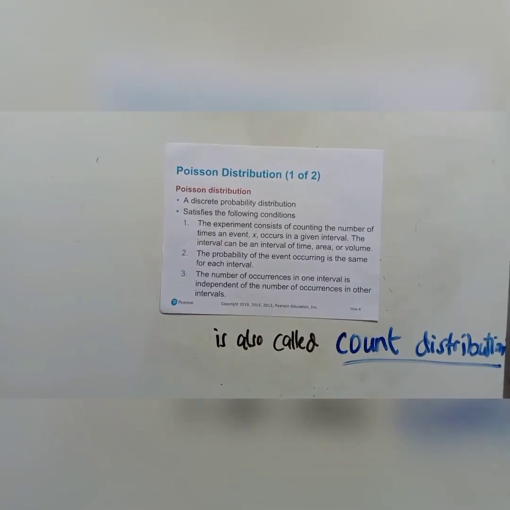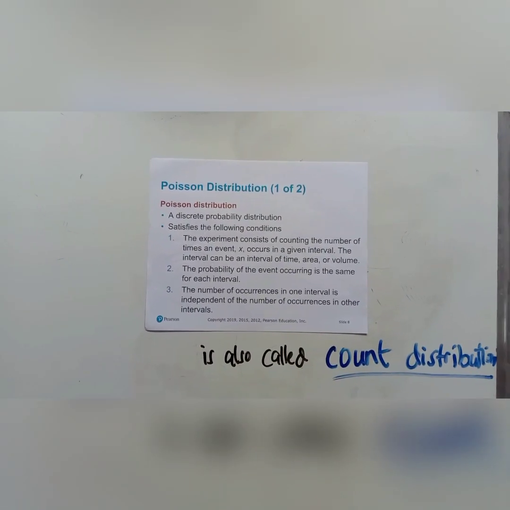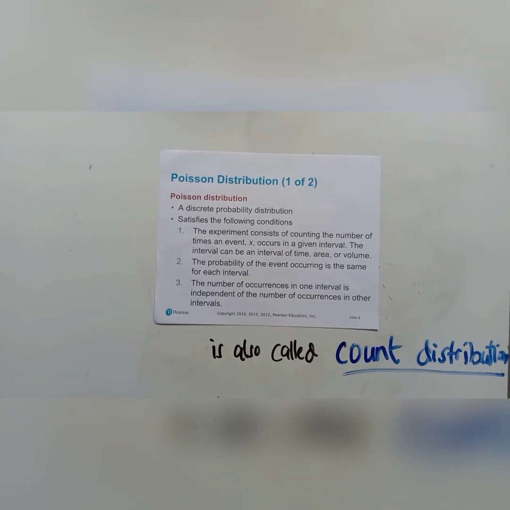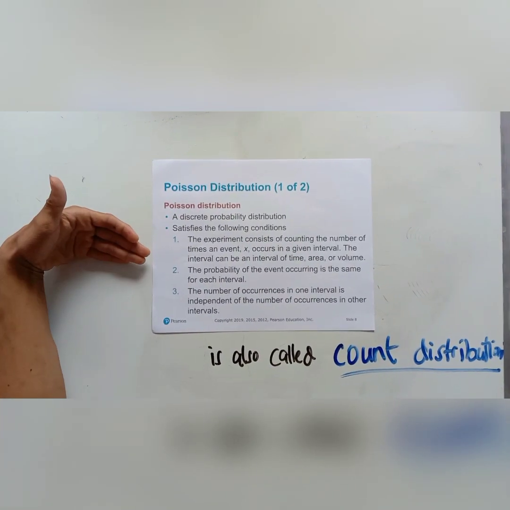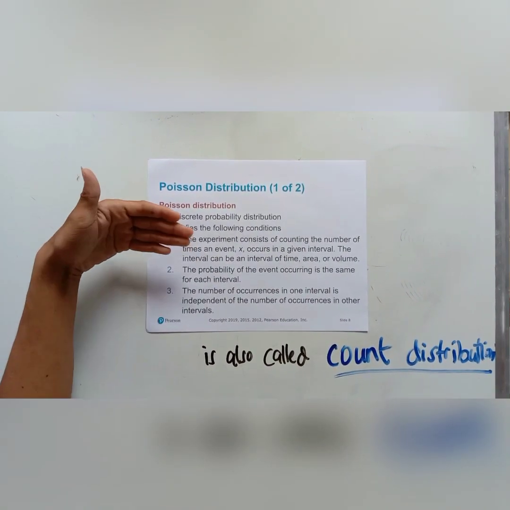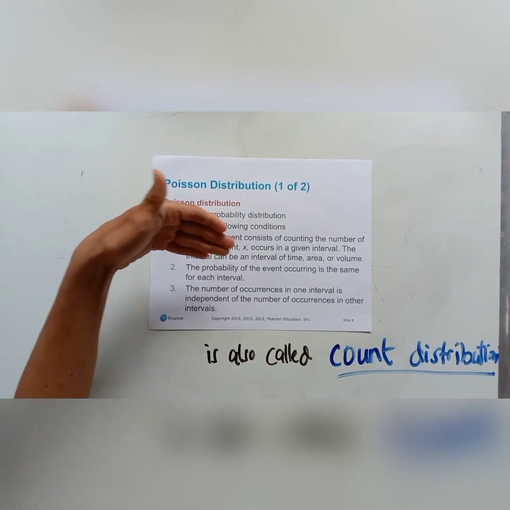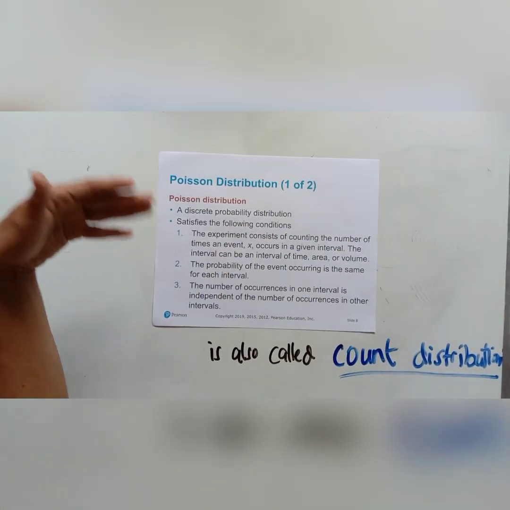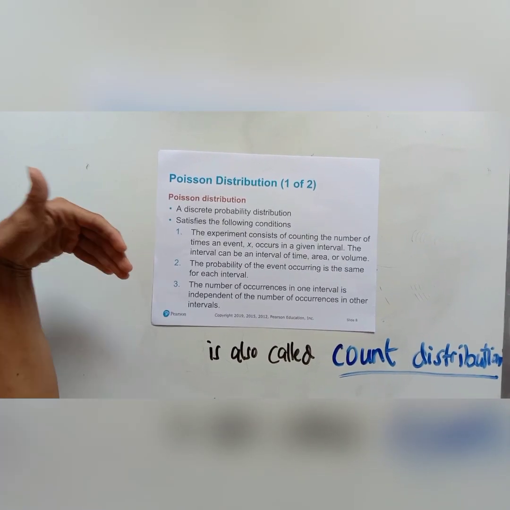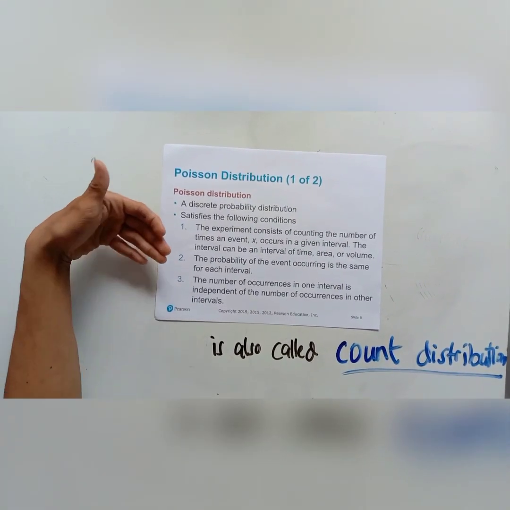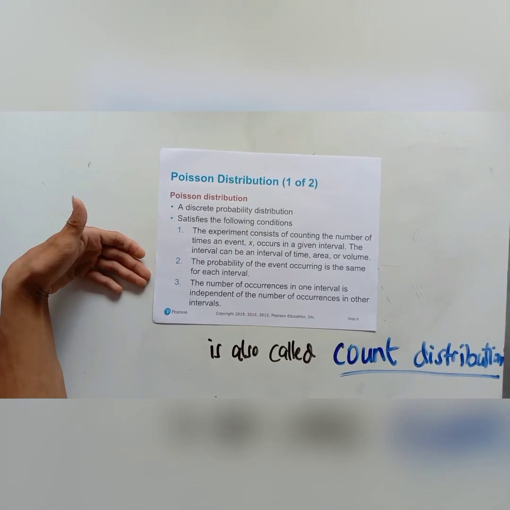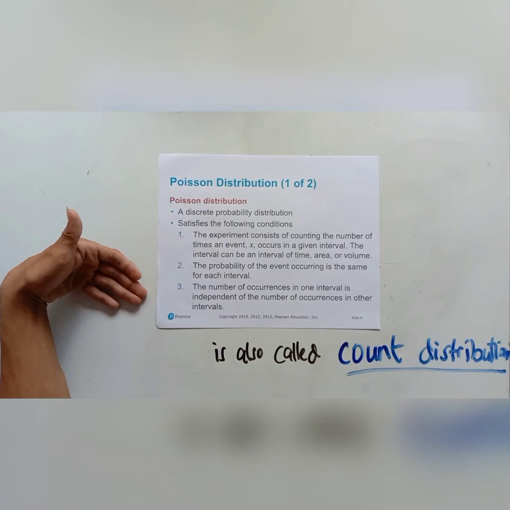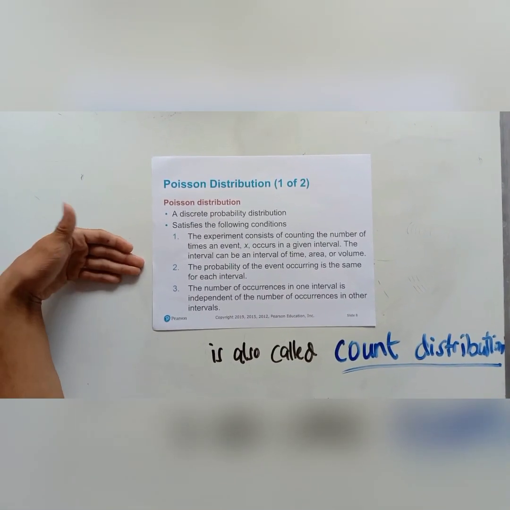A situation is said to be a Poisson setting if the following three conditions are met. The first condition is the experiment consists of counting the number of times an event X occurs in a given interval. The interval can be an interval of time, area, or volume. Second, the probability of the event occurring is the same for each interval. And lastly, the number of occurrences in one interval is independent of the number of occurrences in the other interval.